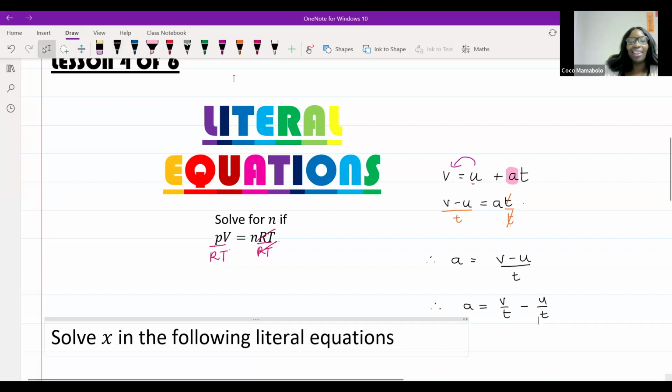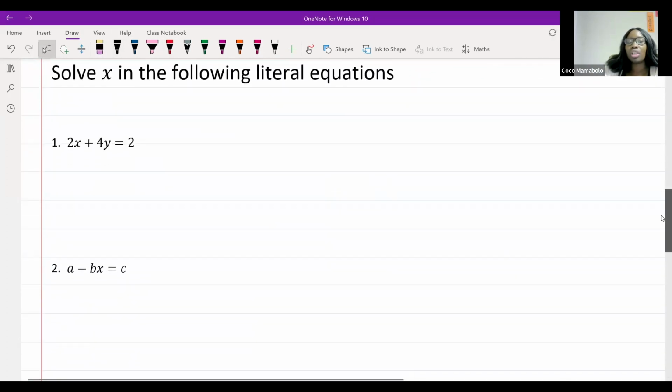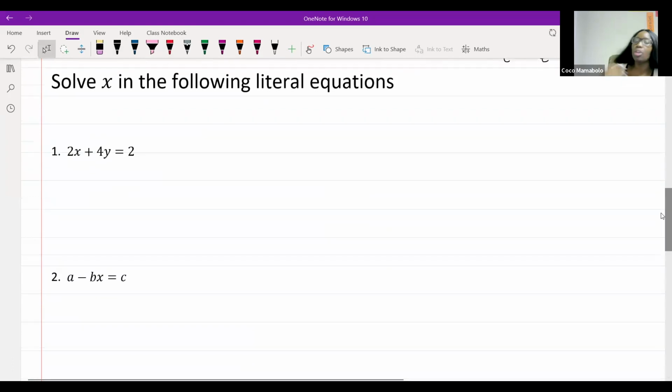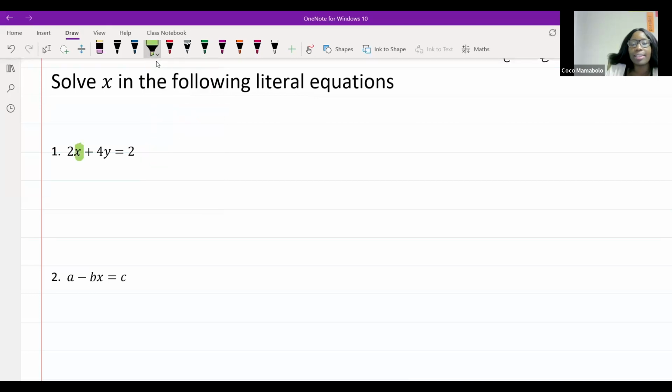Okay, I'm going to give you guys two of them to try on your own. There's number 1 and there's number 2. Now, the instruction is solve for x. So we want x as the subject of the formula. So make x, give me x is equal to something, and over here, x is equal to something.